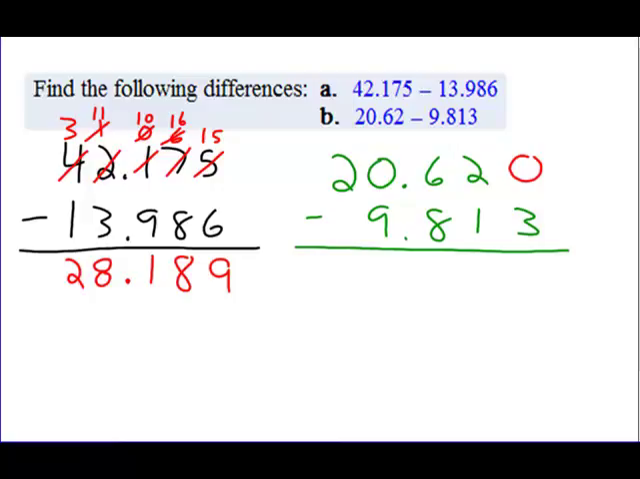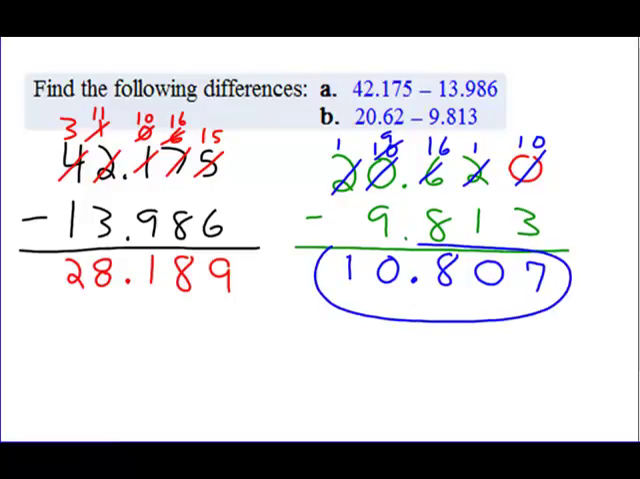Since I can't subtract the first two numbers, I have to borrow. The 2 becomes a 1, the 0 becomes a 10. 10 minus 3 is 7. 1 minus 1 is 0. I can't subtract. I can't borrow from the 0, so I borrow from the 2. The 2 becomes a 1. The 0 becomes a 10. I borrow from the 10. It becomes a 9. And the 6 becomes a 16. 16 minus 8 is 8. Decimal point. 9 minus 9 is 0. And 1 minus 0 is 1. Here's my final answer.